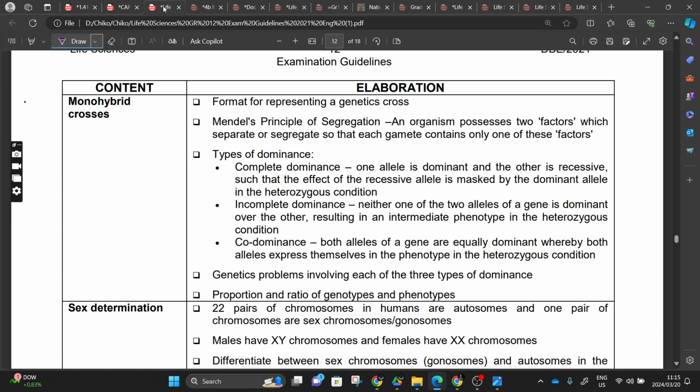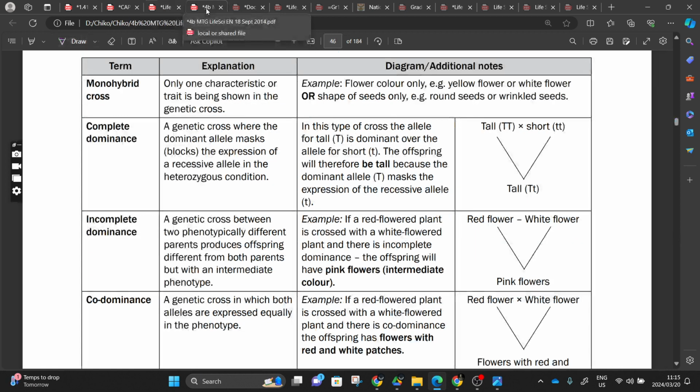Okay, monohybrid crosses. We have to understand what monohybrid crosses are. Mind the gap: only one characteristic or trait is being shown in a genetic cross. It means that we are going to have a genetic cross, but because we can have lots and lots of traits being crossed, when we cross only one trait, we say this is a monohybrid. We are breeding one trait.